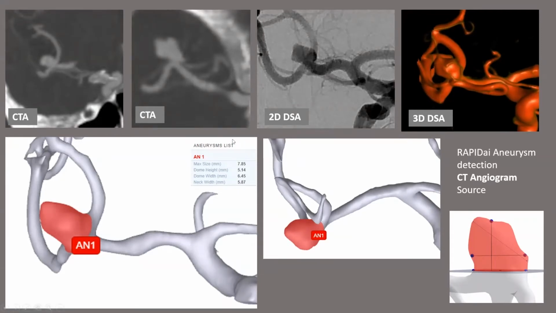And here's the corresponding reconstruction with the RAPID aneurysm software off of the CT angiogram. You can see the morphology of the MCA aneurysm, and again, the measurements: dome height, width, neck, and maximum size.